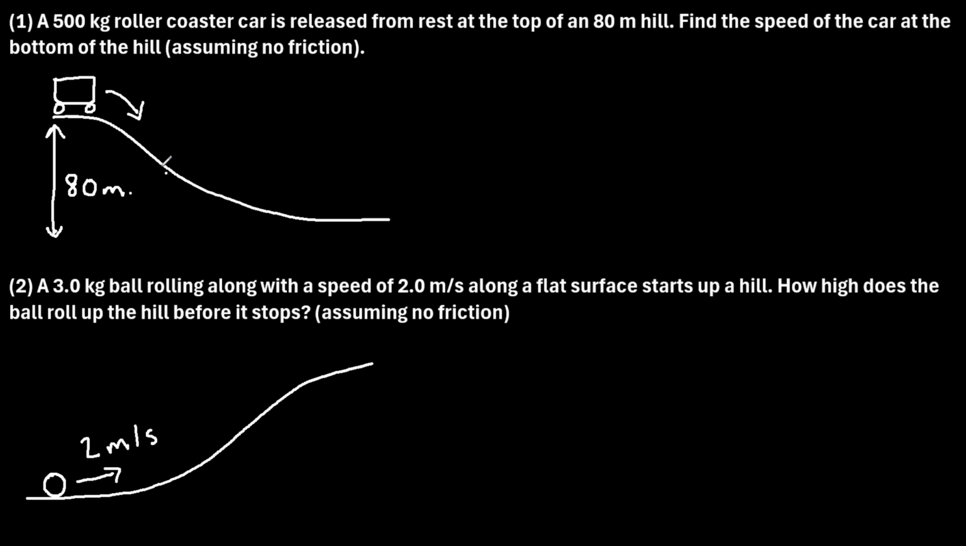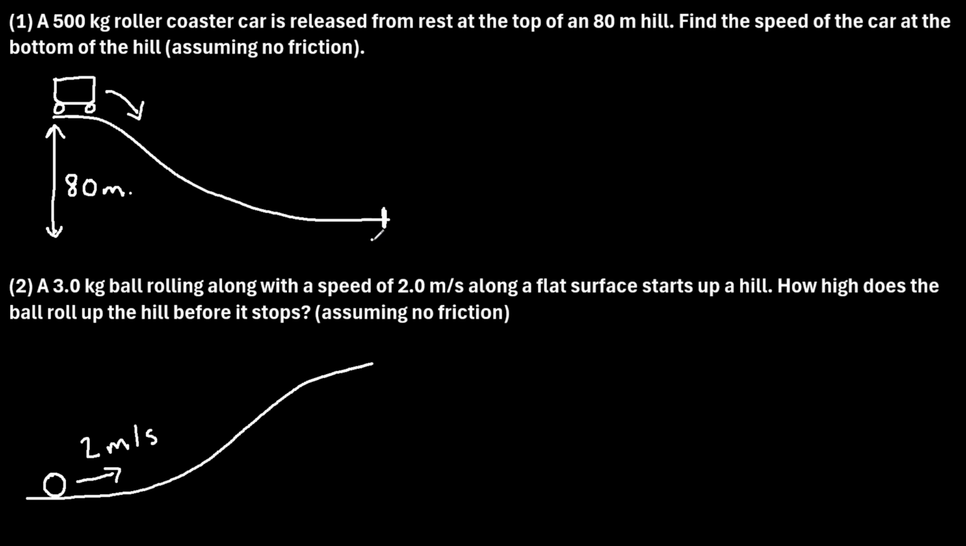So I've sketched out this situation. We have this roller coaster car. It's at the top of an 80-meter hill, and it's currently at rest. We want to know when it is released and it goes down the hill, what will be the speed of that car at the bottom of the hill? So let's say right down here, when it actually is at ground level.